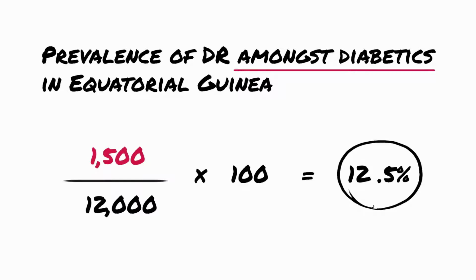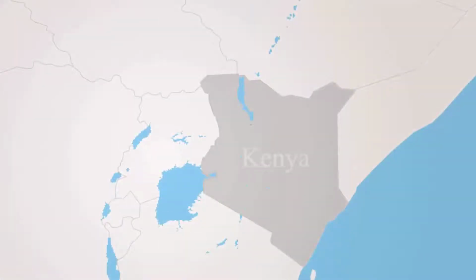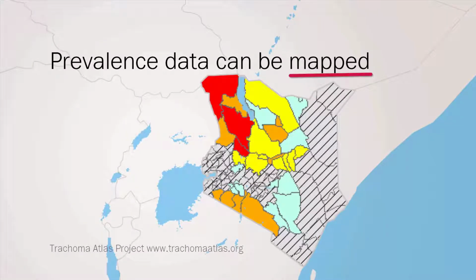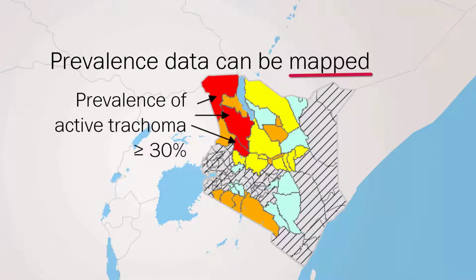It is important to remember that, in this case, we do not use the total population of 750,000 as the denominator. Not all of the 750,000 are at risk of diabetic retinopathy, only those with diabetes. Prevalence information can also be mapped to show where the need is the greatest. For example, as shown in this trachoma map, the areas where active trachoma is most prevalent will benefit from mass distribution of azithromycin.